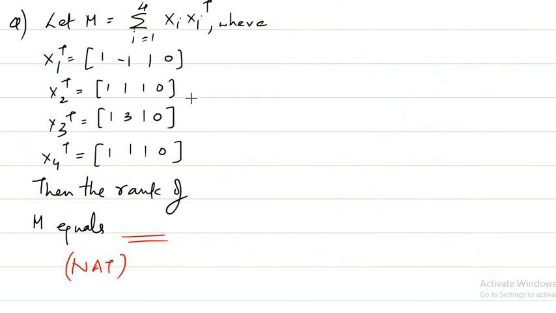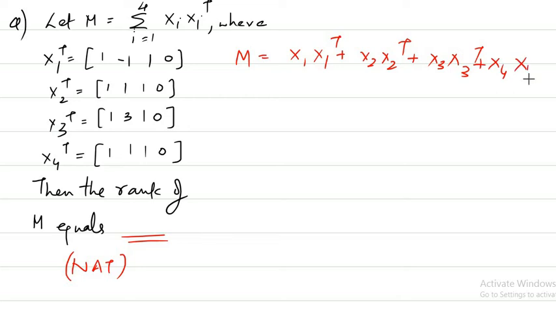If you look at this particular problem, it's also an interesting problem. It looks like a big problem, but we can solve it very easily if you know a basic idea about ranks. I'm going to use only linear independence to do this in an easier and faster way. You're asked to find M. M is defined as x1 x1 transpose plus x2 x2 transpose plus x3 x3 transpose plus x4 x4 transpose, and we are asked to find the rank of the matrix M.